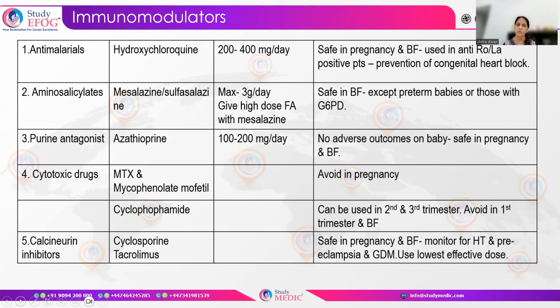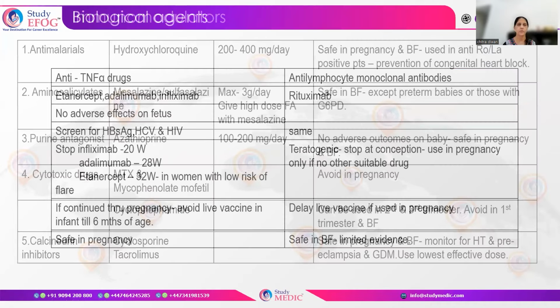Cytotoxic drugs, so methotrexate and mycophenolate mofetil, avoid in pregnancy because they are teratogenic. Cyclophosphamide can be used in the second and third trimester. Avoid in the first trimester, also avoid in breastfeeding. Calcineurin inhibitors, cyclosporin and tacrolimus, are safe in pregnancy and breastfeeding, but you have to monitor the woman for hypertension, preeclampsia, and GDM. Here also use the lowest effective dose.